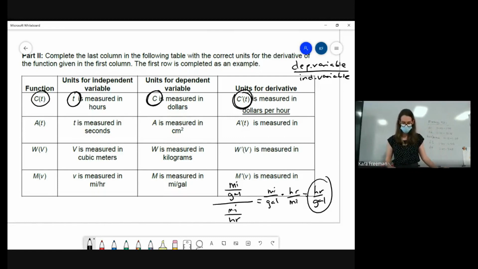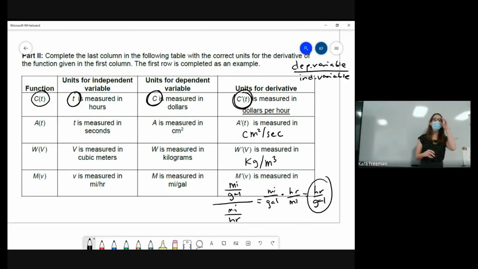Okay, the second and third are pretty easy, right? It's just dependent over independent. So we have centimeters squared per second. We've got kilograms per cubic meter. Now you could write out per cubic meter, or you could do the slash and put meters cubed. That would be the quickest way. Now, if you're ever unsure, would the English be acceptable? Like if I literally wrote out the words kilograms per cubic meters, would that be okay? Yeah, absolutely, that would be okay.